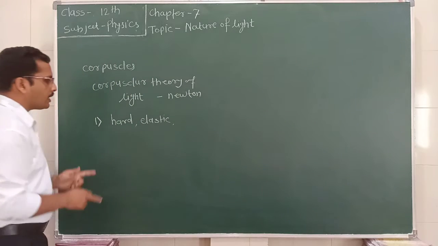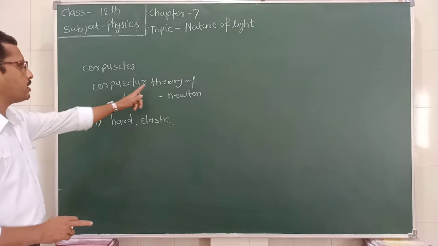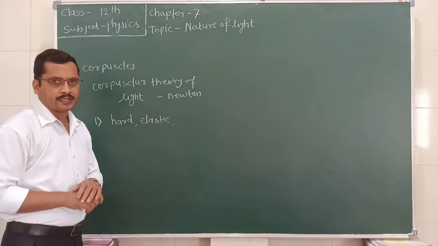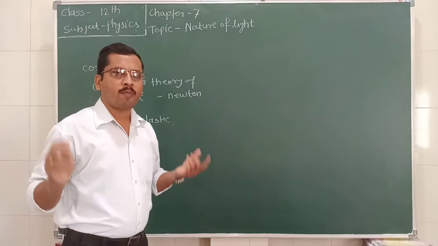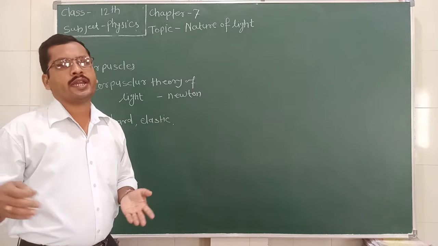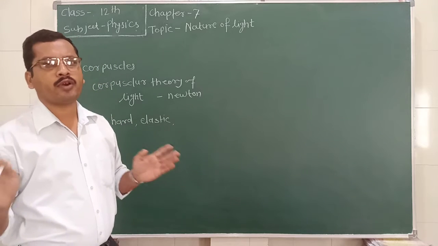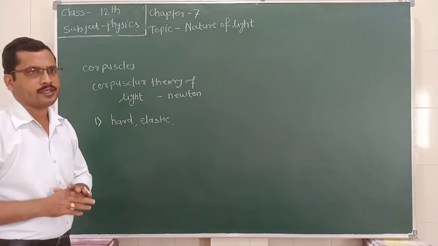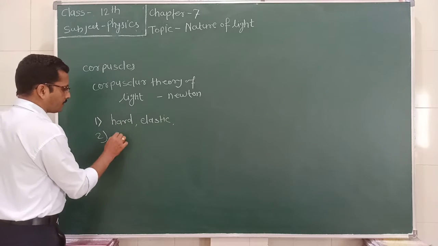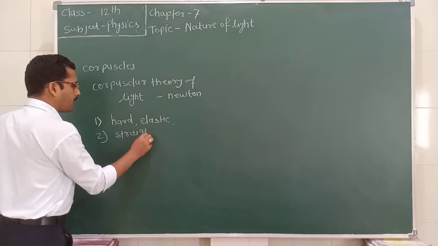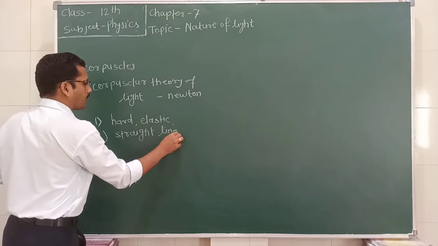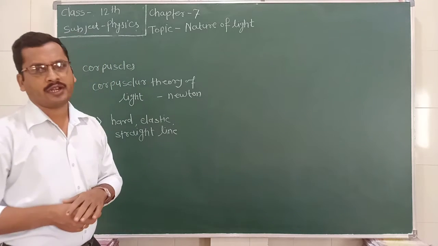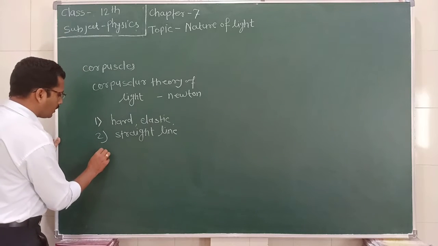So the first assumption of this corpuscular theory is that these corpuscles are hard in nature and elastic. What is elastic? Elastic means the property of the body by which it regains its original dimension after removal of the deforming force. So these corpuscles are hard and elastic. They travel in a straight line unless an obstacle comes before them. When an obstacle comes, they change their direction. Okay, this is the second assumption.